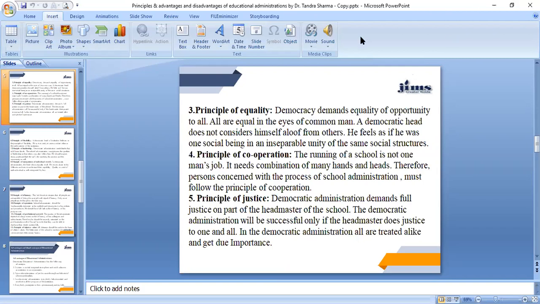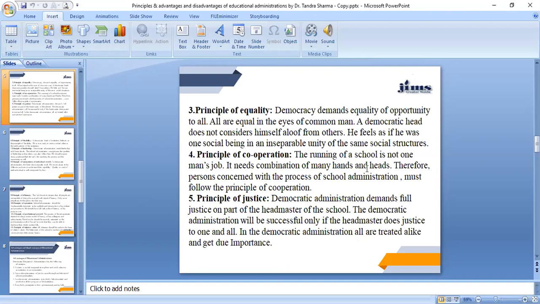The next principle is the principle of cooperation. The school is considered as a cooperative society in which every member should work for all and all for each. Full understanding and goodwill should prevail between the headmaster and the teachers, between the staff and the students, between the parents and the school, and between the school and the controlling authorities.